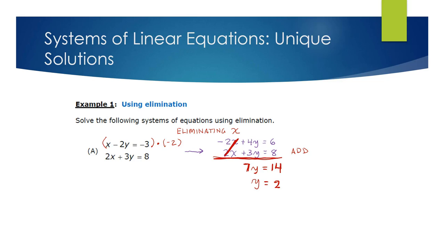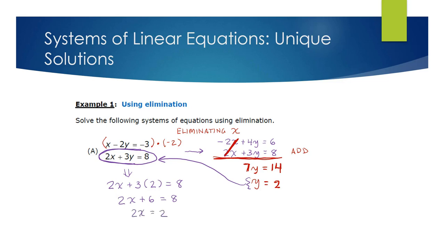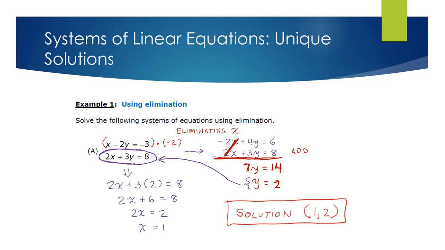Now that I know what y equals, I can go back to one of the two original equations. It really doesn't matter which one. I can replace the y with a 2. So I did it to the bottom equation. So 2x plus 3 times 2 equals 8, which means 2x plus 6 equals 8, which means that 2x would equal 2. And dividing both sides by 2, I get that x equals 1, which means that the solution is (1, 2).